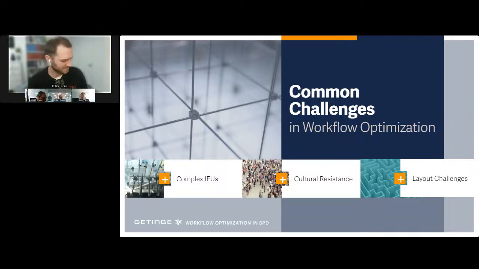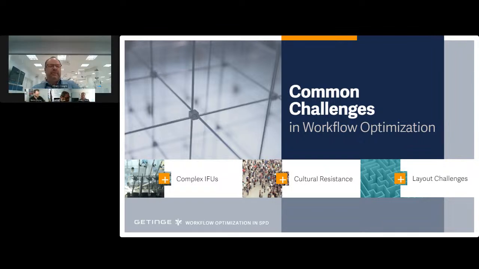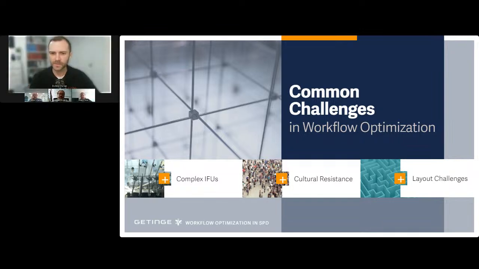Yeah. Wow. I mean, sorry, as it relates to complex issues, or just any common challenge that you think creates the need for workflow optimization in sterile processing.